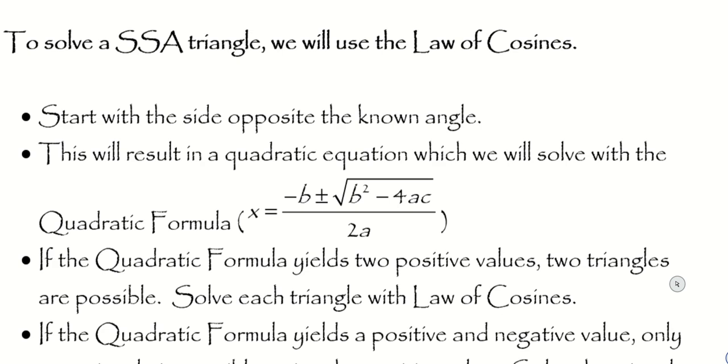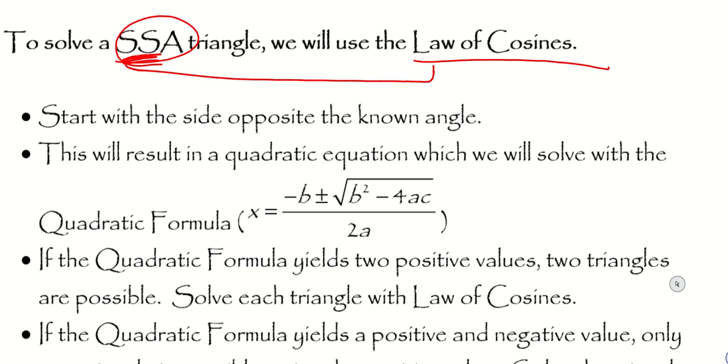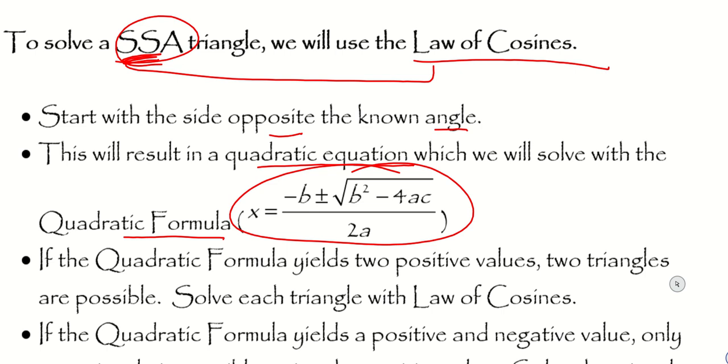The way we're going to solve the triangles that have this side-side-angle case is we're going to use the law of cosines, which is consistent when we know at least two sides. But we're going to follow these steps. We're going to start with the side opposite the known angle. We're going to plug that into the law of cosines, which is going to give us a quadratic equation. We're actually going to use the quadratic formula, which is here, in order to solve for our unknown. And that's going to give us two positive values that come from the plus and minus. And two triangles are possible.